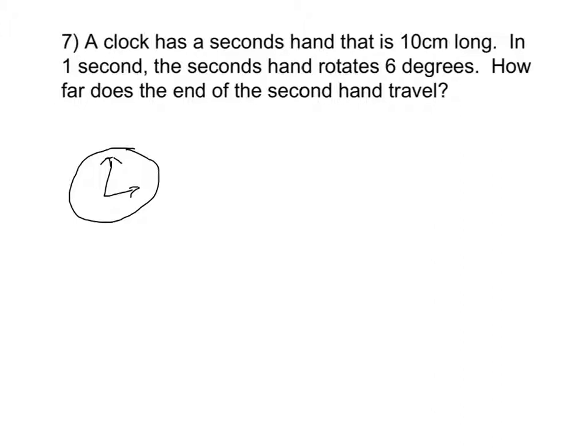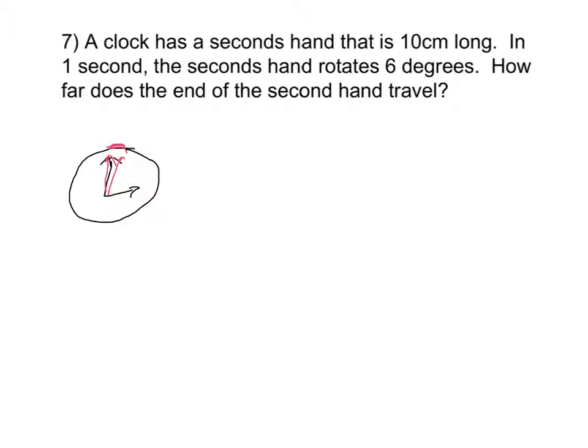In this problem, what we're looking at is, here's our seconds hand. It's going to travel in 1 second. It's going to travel like this along the outside edge of the clock. If we're trying to figure out how far the end of the second hand has to travel, what we're interested in finding is essentially the arc length, that curved distance.